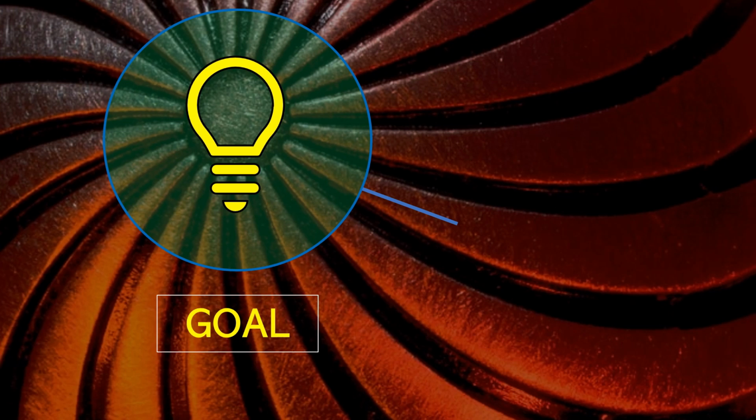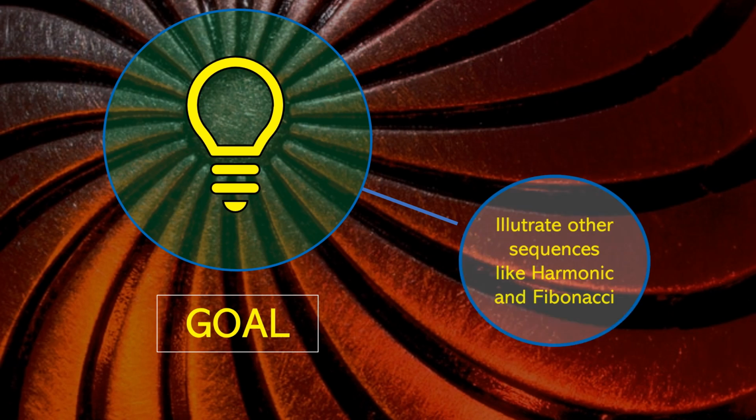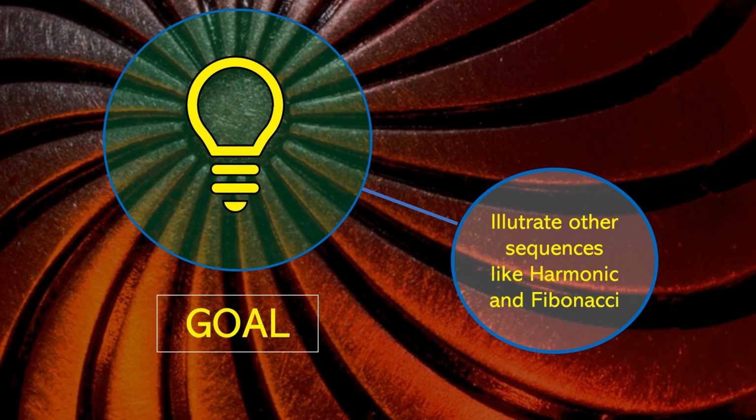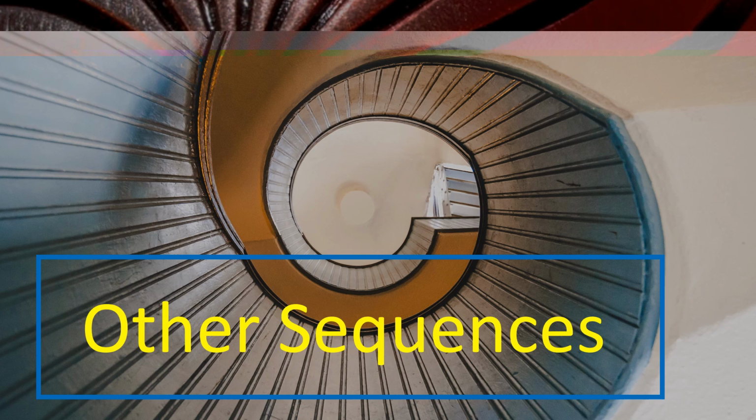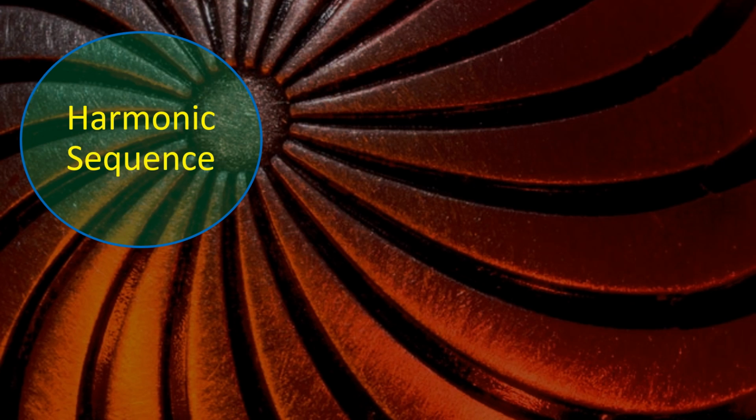Before discussing thoroughly the other types of sequences, let's have first our goal for today. What is our goal for today? Our goal for today is to illustrate other sequences like harmonic sequence and Fibonacci sequence. These are the two other sequences that we have to focus on today. Okay, so let's start with the first sequence, which is harmonic sequence.